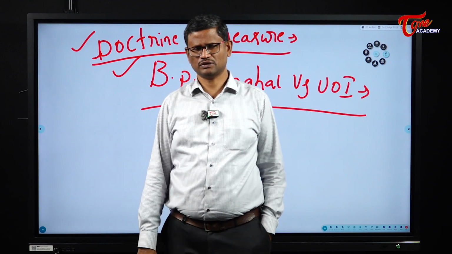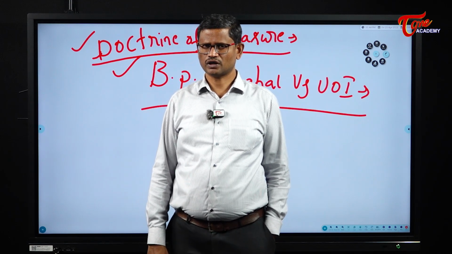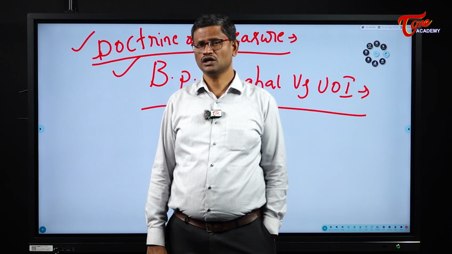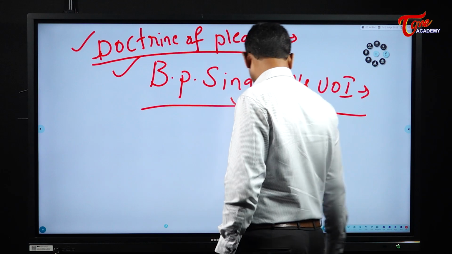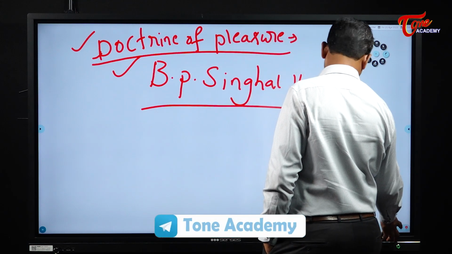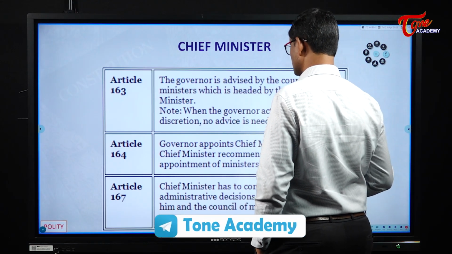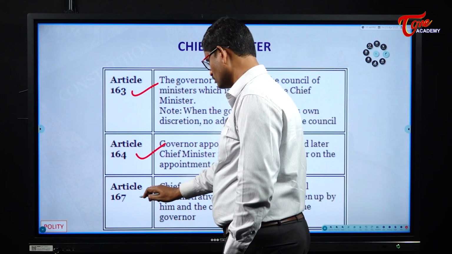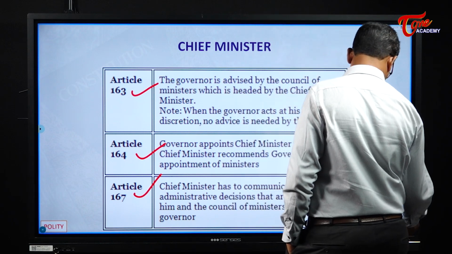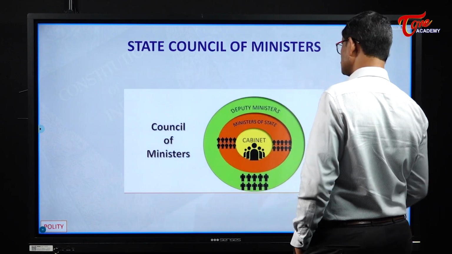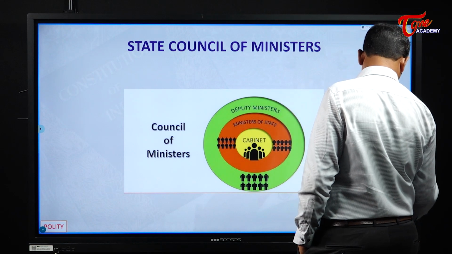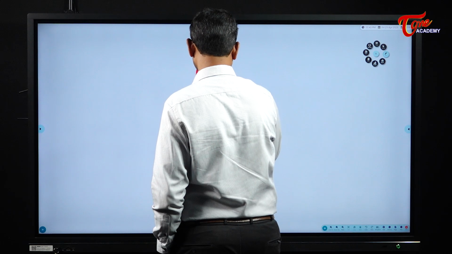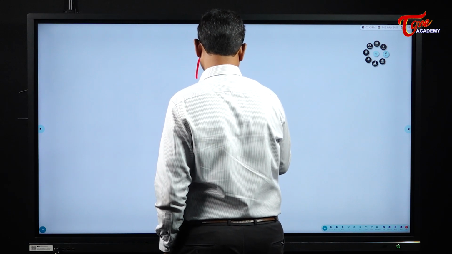Despite this judgment, we often see the governors being pressurized to resign when there is a change of government at the union level. Then let us discuss the Chief Minister. Here we have three important articles, 163, 164, 167, and along with that, we have the State Council of Ministers.